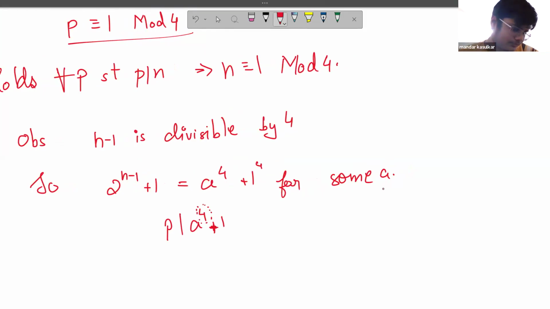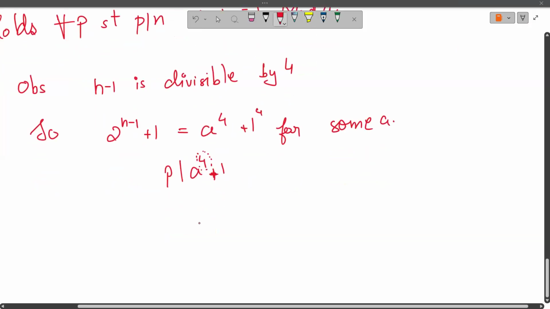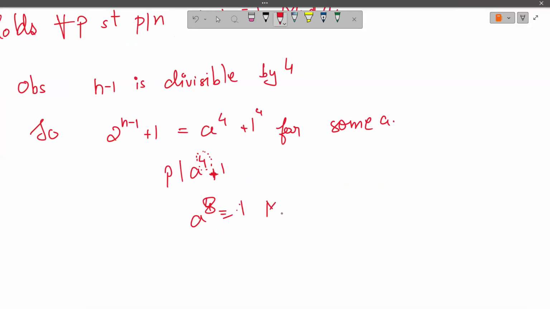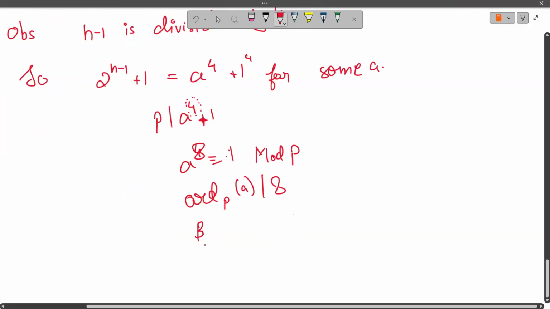Why is that so? The same orders. So a raised to 8 will be congruent to 1 mod p. Yes, a to the 4 is congruent to -1, and a raised to the power 8 is congruent to 1 mod p. And then we get 8 must divide p minus 1, because the other factors are not considered here. So p is congruent to 1 mod 8. Nice.